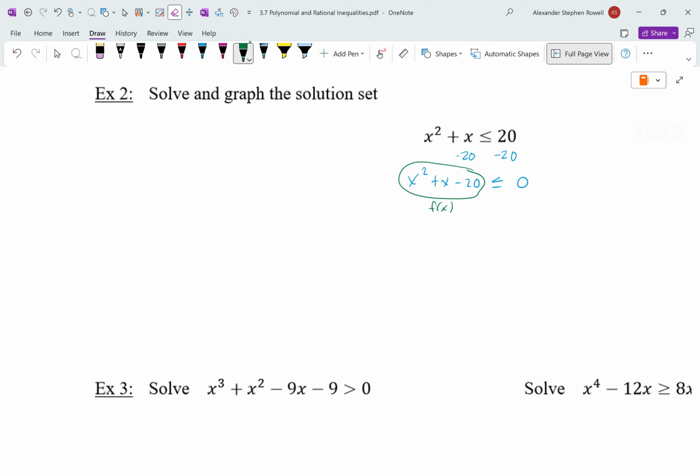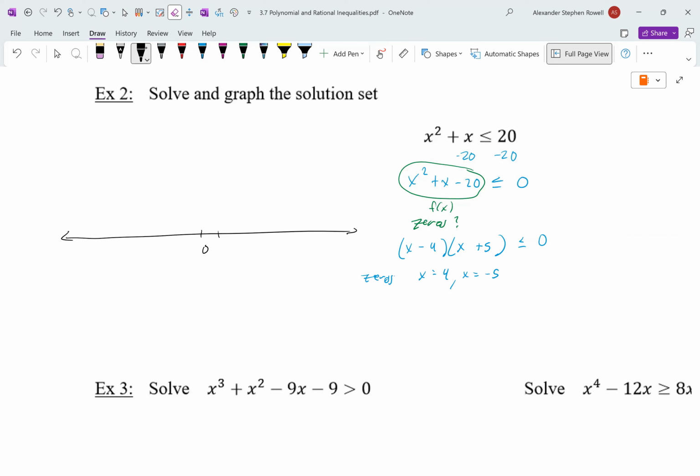What I'd like to know is what are the zeros of that function? How do we find the zeros of this function? Factor. Okay, what are factors of negative 20 that add to make 1? Okay, x minus 4, x plus 5. So my zeros are x equals 4, x equals negative 5. So I can draw my number line.